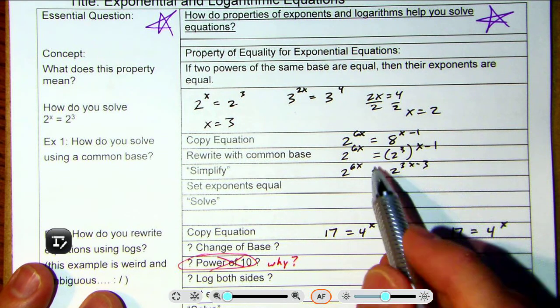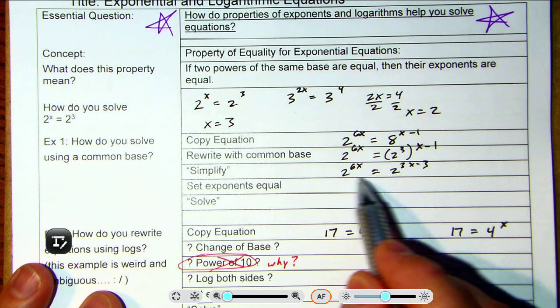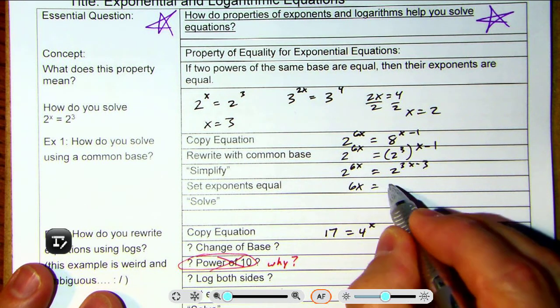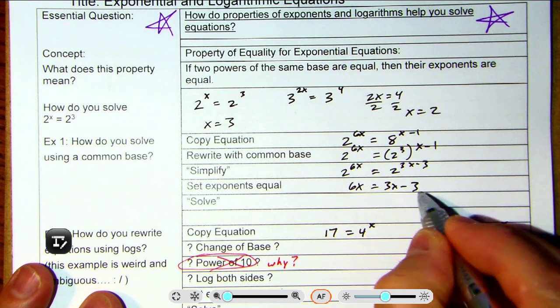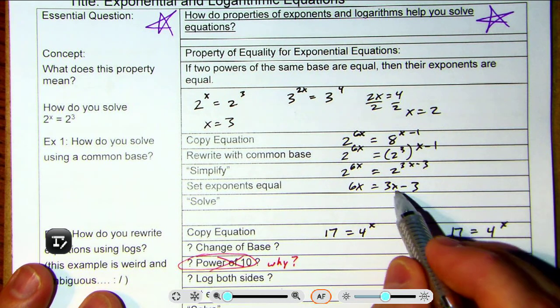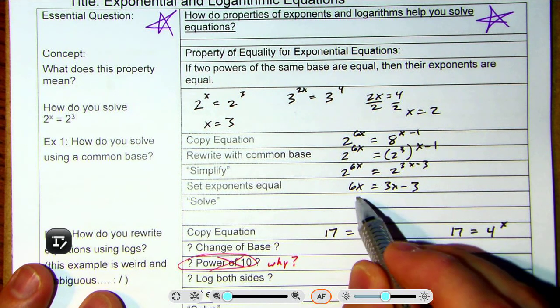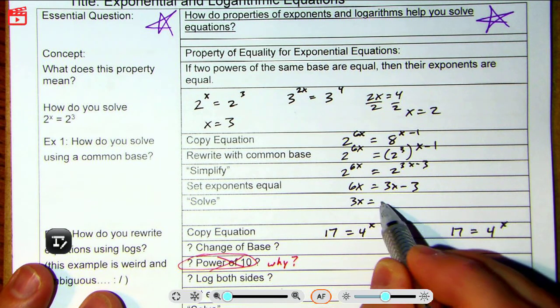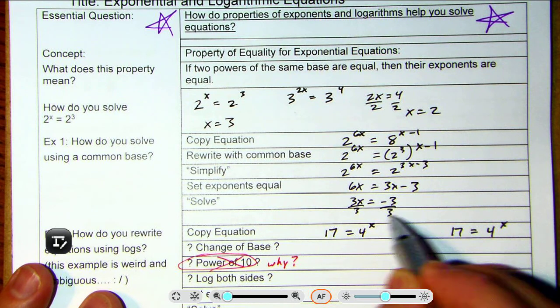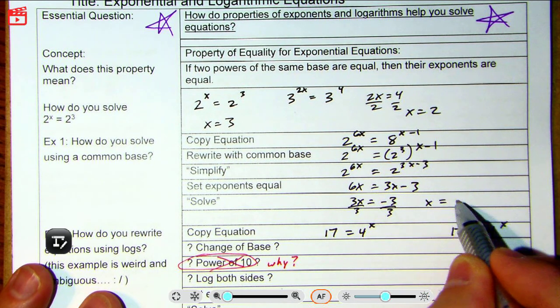Okay, so then look, the bases are the same, we can set the exponents equal, just like I say here, 6x equals 3x minus 3, and then do whatever steps are necessary to solve. So I'm going to subtract 3x to this side, so that's 3x equals negative 3, divide by 3 on both sides, so in this case x must equal negative 1.